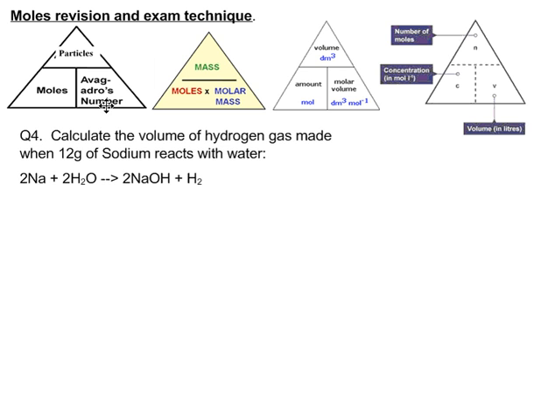Okay, the next question wants us to calculate the volume of hydrogen gas made when we start off with 12 grams of sodium, which reacts with water. So we've got 12 grams of sodium, and it's the volume of hydrogen that we need to figure out. So where do we start? Well, you must always start with the information you've been given. So we've got 12 grams of sodium, so it's this equation that we must use.